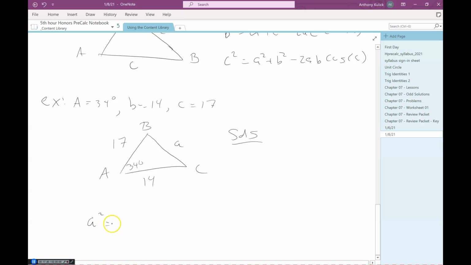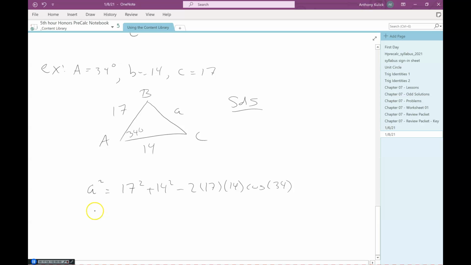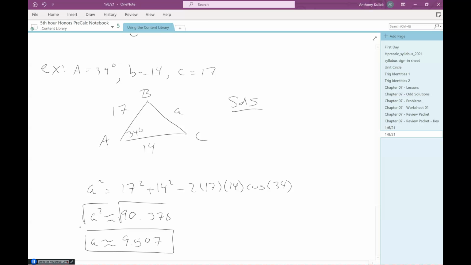So I can say a squared is equal to 17 squared plus 14 squared minus 2 times 17 times 14 times cosine of 34. And that's easy enough. I can just type that all into one line on my calculator, and I get about 90.378. And then I have to remember to square root both sides. And since we're looking for side lengths here, we don't have to worry about the plus or minus when square rooting both sides. We just know we're going to get the positive result, since you can't have a negative side length.